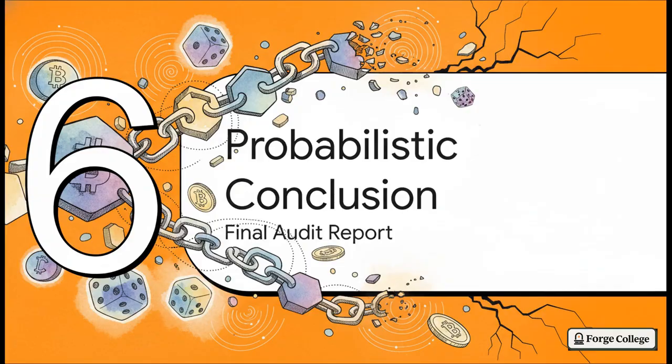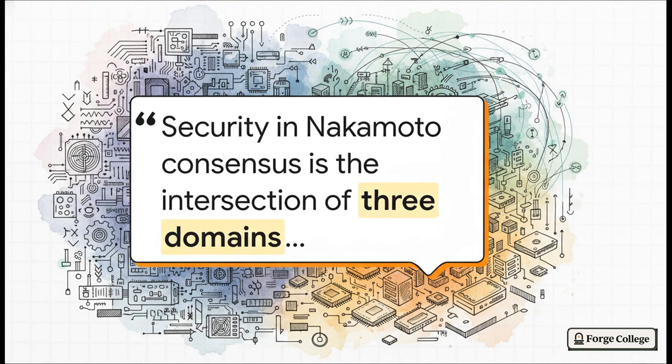Section 6. The probabilistic conclusion, our final audit report. As we wrap up this audit, we have to face a somewhat uncomfortable truth about blockchain. I absolutely love this quote. Security in Nakamoto consensus is the intersection of three domains: cryptographic integrity, resource distribution, and operational network conditions. Ultimate security in this system is never a 100% mathematical guarantee. It is a beautifully probabilistic balance of cryptography, hardware distribution, and network health. If one fails, the whole system relies entirely on the others to hold the line.